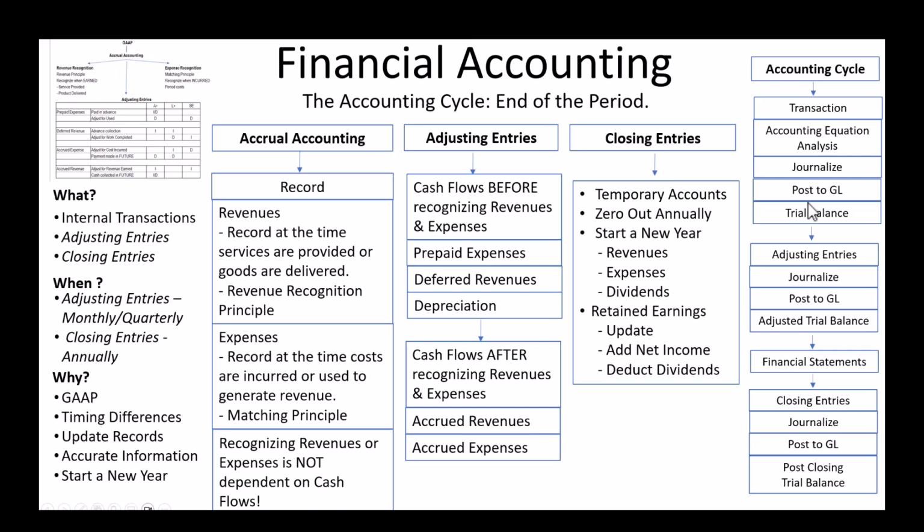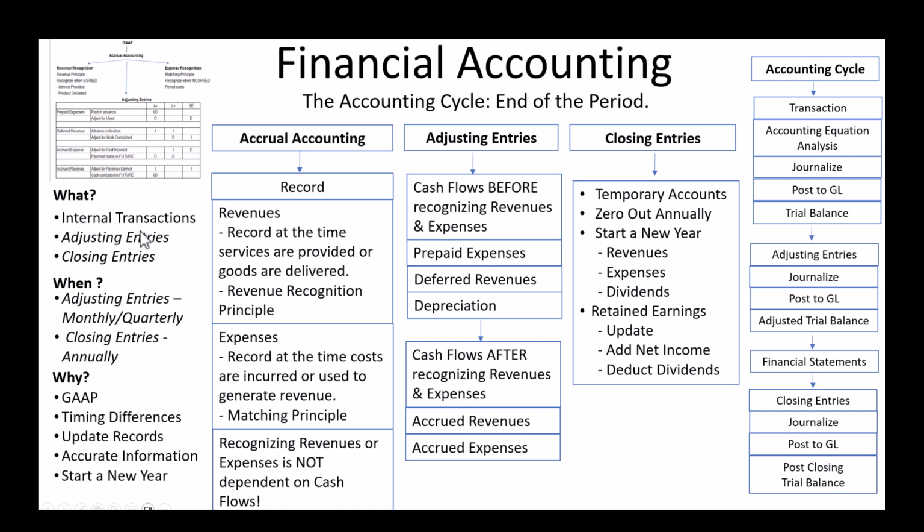journalizing, and posting transactions. For the second part of the accounting cycle, the big difference is the type of transactions that are getting analyzed, journalized, and posted. The focus for the first part was on external transactions that took place daily between the company and some other economic entity. The focus of the second part of the accounting cycle is on internal transactions.